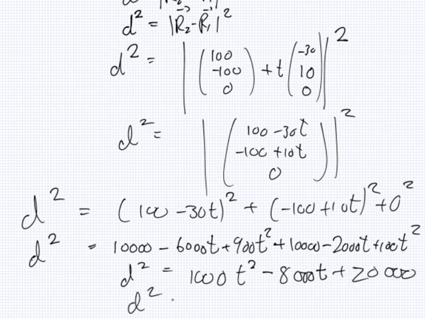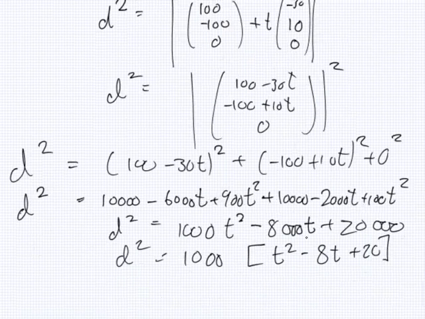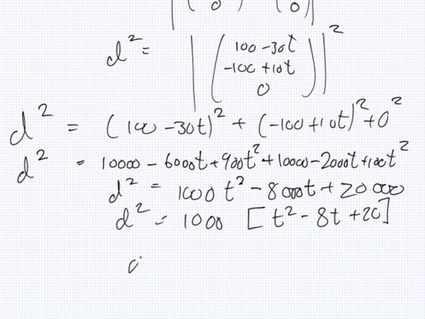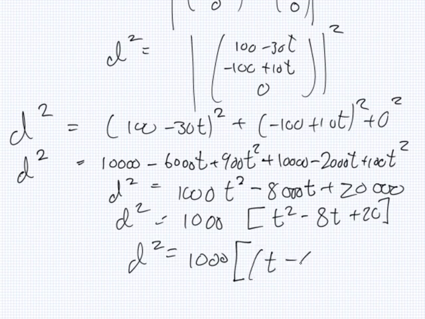So d squared is equal to 1000 times t squared minus 8t plus 20. Now, how can I find the minimum here? How do you find the minimum of a quadratic? Turning point. You could use the turning point, or even just good old-fashioned completing the square. (t minus 4) squared plus 4 is the answer here.